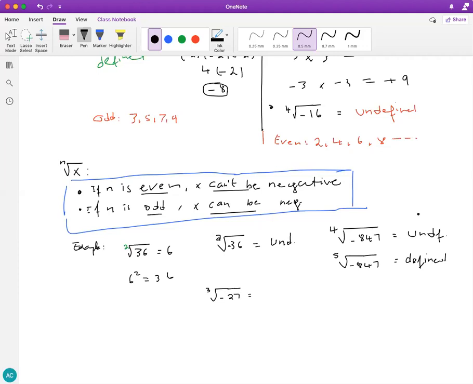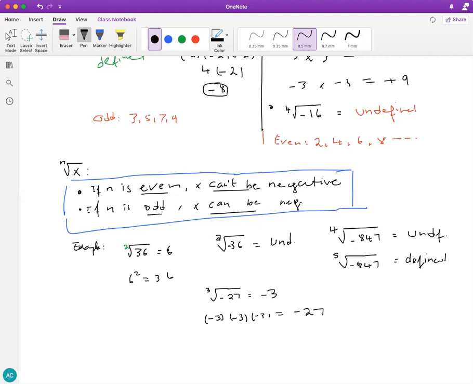What number multiplies by itself 3 times to get negative 27? 2. Not 2. Oh, I mean, 3. Not 3. Negative 3, because we want to get negative 27. So if you take negative 3 times itself 3 times, you will get negative 27. We need to get exactly this with the sign. So this number is defined and is equal to negative 27.